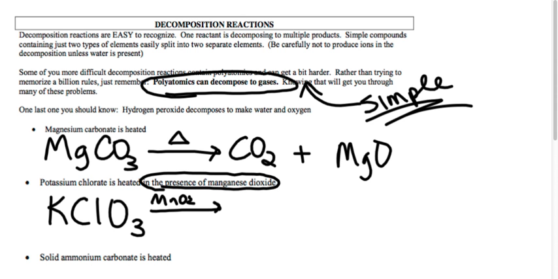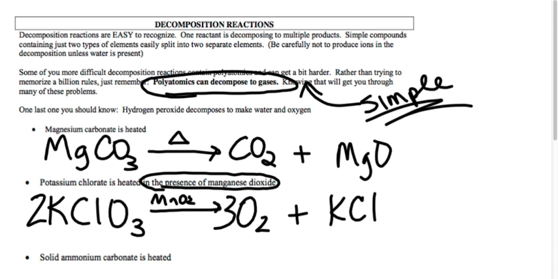Now, polyatomics decompose to gases. So think about what gas could come off of this and leave behind something you know. That chlorine with those weird oxidation states isn't going to come off. So what do you think? O2 leaving behind KCl. Okay. So to balance this, I see I have 3 and 2. So I'm going to put a 3 here and a 2 there to get my oxygens the same, making me need a 2 there.